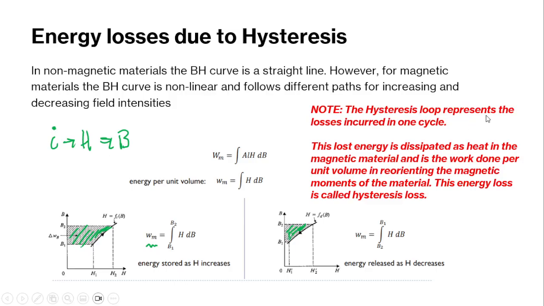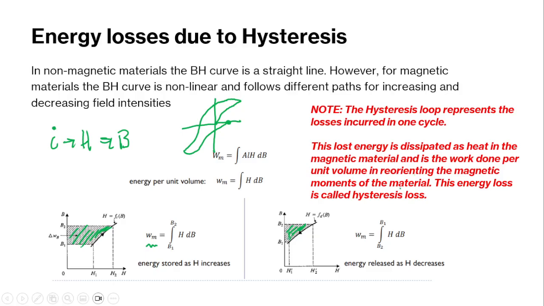So the hysteresis loop represents the losses in one cycle, obviously. So remember the loop itself is this, right? So going up, coming back, then you have this part here, and then coming back around. It will never return to the initial starting point because it will retain some magnetization, right? So this loss of energy is dissipated as heat in the magnetic material and is the work done per unit volume in reorienting the magnetic moments of the material.